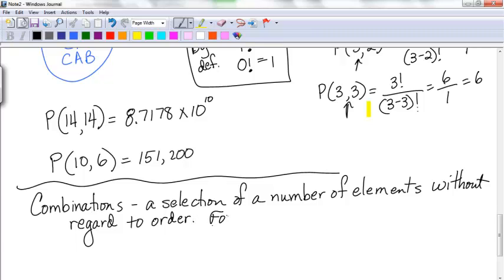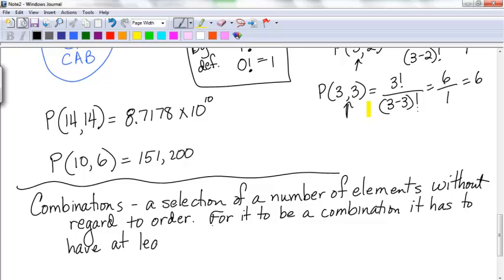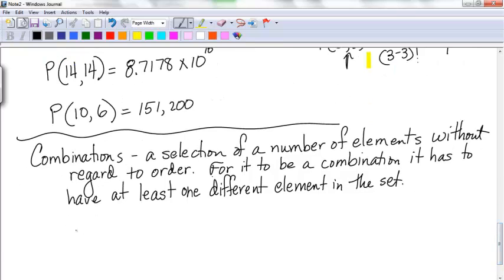I always say for it to be a combination, it has to have at least one different element in the set. For it to be a combination, it has to have at least one different element in the set. So let's say, how many combinations of 3 elements, 2 at a time.